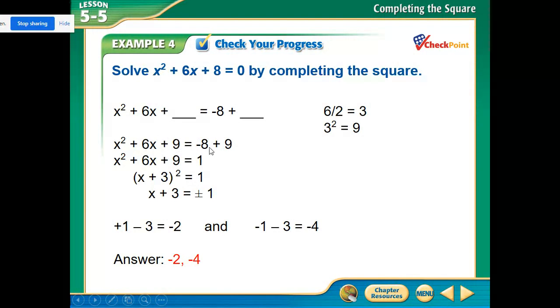All right, now that I filled in 9 and 9, this adds up to be 1. And now I factor this. What numbers multiply to 9 and add up to 6? Well, it's 3 and 3. Again, it's always going to be the number you get when you divide. So it's x plus 3 squared. Take the square root of both sides. So it's x plus 3 equals plus or minus 1. Now I'm going to subtract 3 from plus or minus 1. So it's positive 1 minus 3 and negative 1 minus 3. Positive 1 minus 3 is negative 2. Negative 1 minus 3 is negative 4.